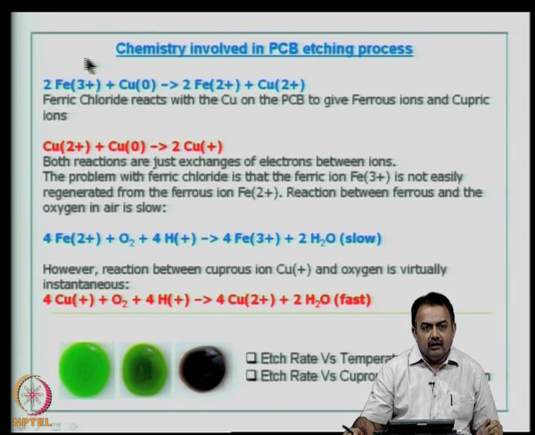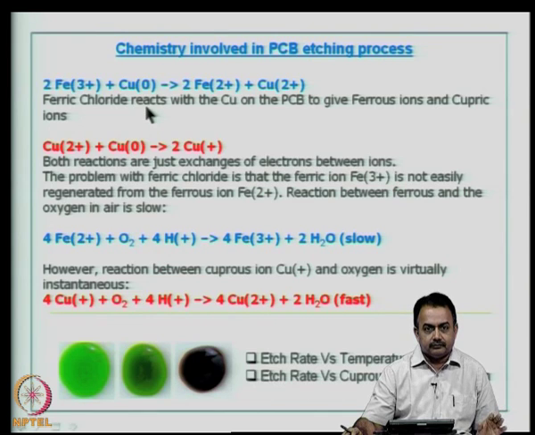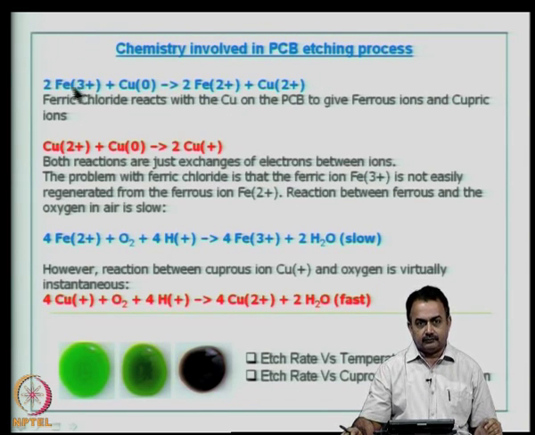If you take ferric chloride, Fe is present as Fe3+, and it reacts with the copper on the surface of the PCB, and then you get a ferrous ion Fe2+, and Cu goes into cupric Cu2+. So, ferric chloride reacts with the copper on the PCB to give ferrous ions and cupric ions. Now, this concentration will keep on increasing, and you will see that the ferric ion concentration will keep on reducing. That is why the rate of etching gradually decreases. So, regeneration is required in this typical case.